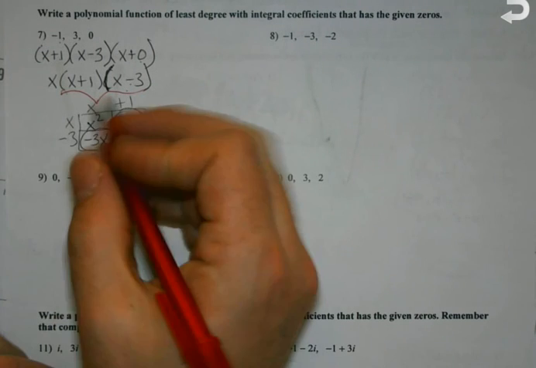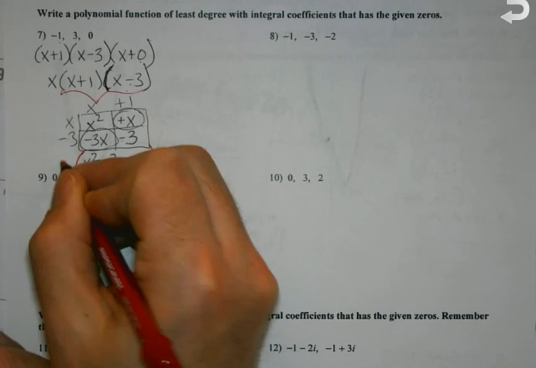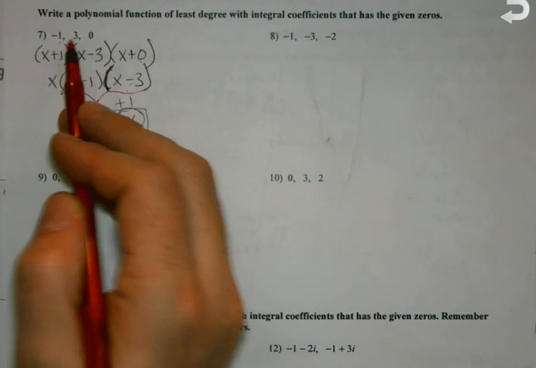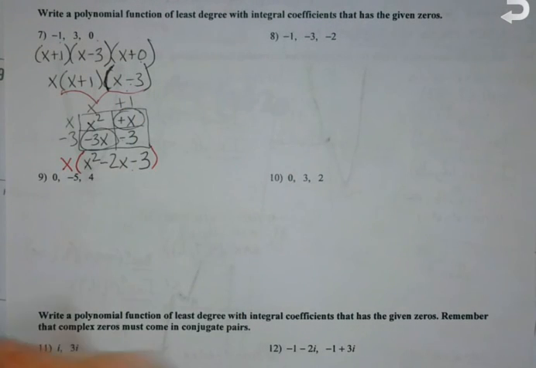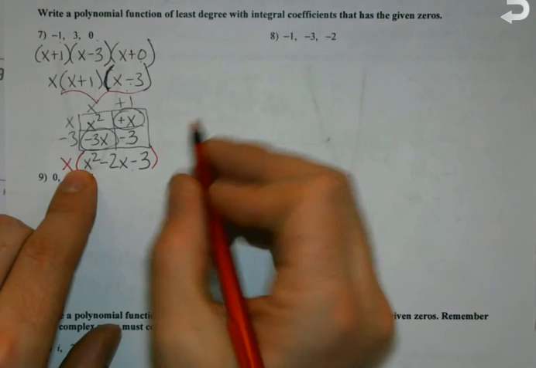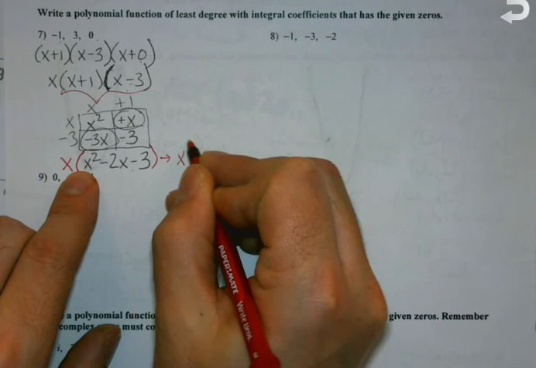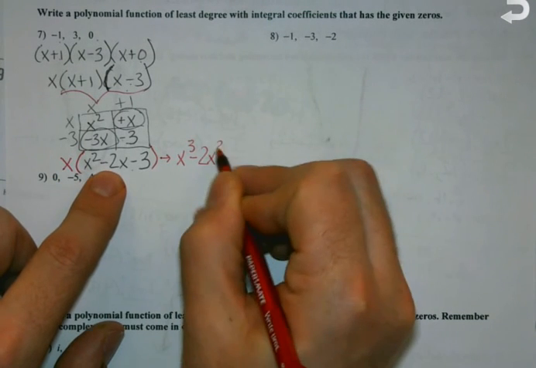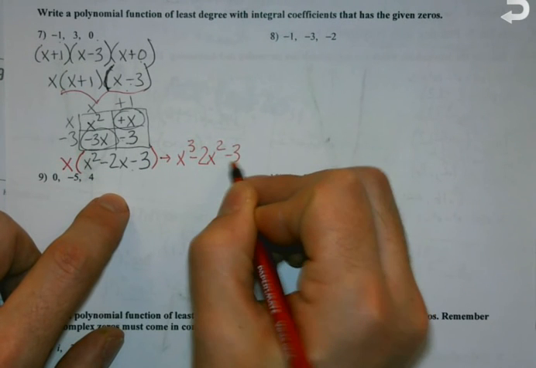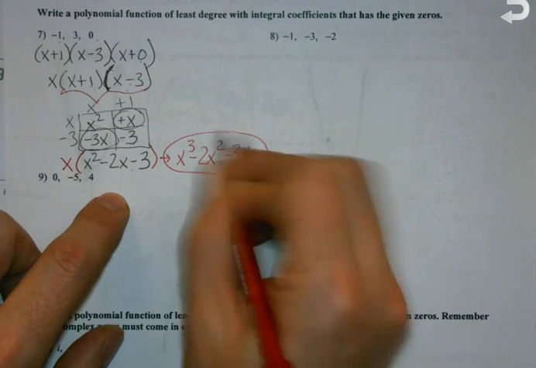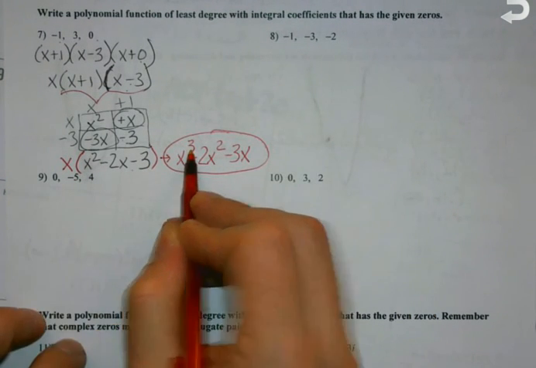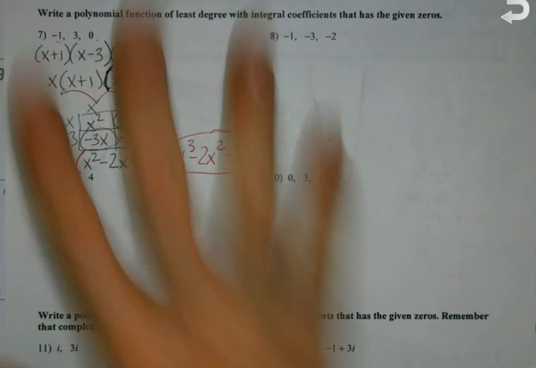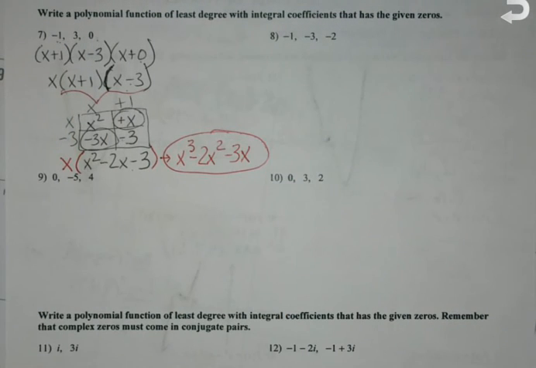To finish it, I've still got to distribute my x through. Because knowing that there's 3 answers, I should get a degree of 3 out of this. So when I distribute, I've got x to the third minus 2x squared minus 3x. I now have my cubic because I have 3 solutions. That's how all of these in this upper part are going to work.